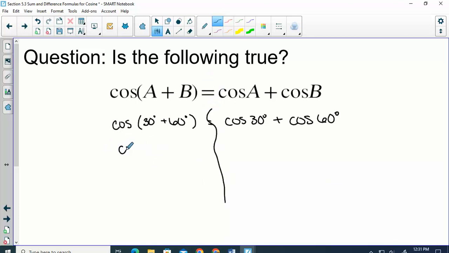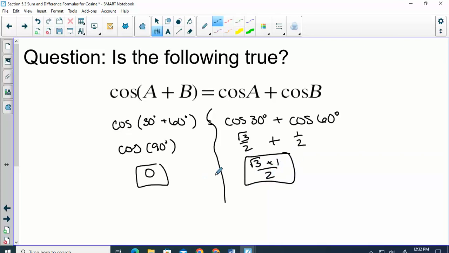What is 30 plus 60? What is the cosine of 90? What is the cosine of 30? Because it's the square root of the bottom over 2. What's the cosine of 60? So you could write it as a single fraction, but does that equal 0? No. No, most definitely does not.